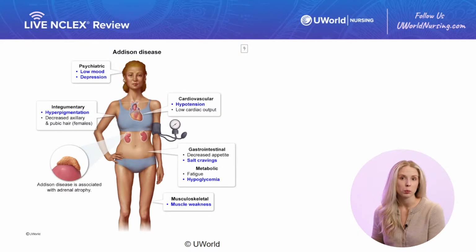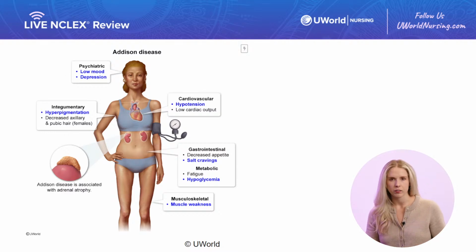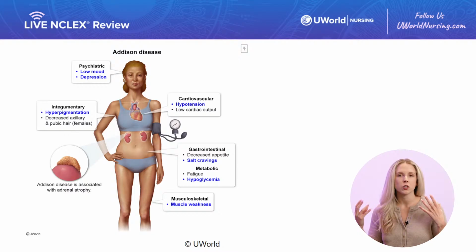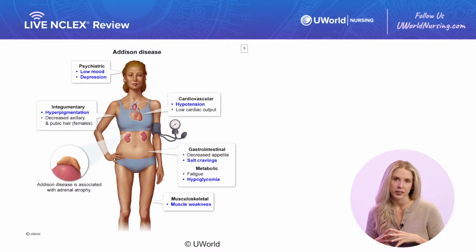Hypotension, we'll see low blood pressure here with decreased cardiac output. Clients can also experience GI symptoms like a decreased appetite. They'll have a craving for salt a lot of times too. Again, this goes back to that aldosterone, which has so much to do with sodium and water regulation in the body and controlling the balance there. This is why these clients are going to be craving salt.